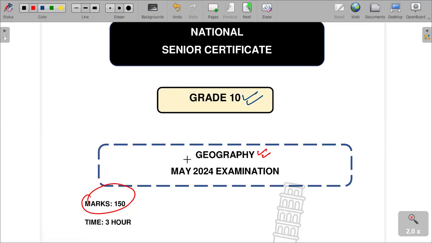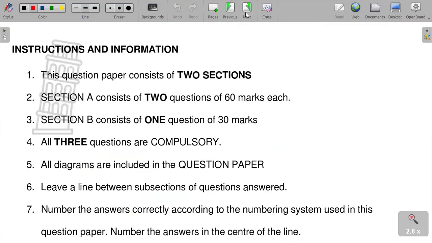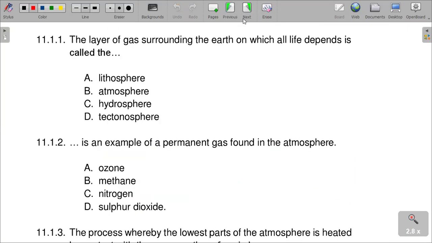I'm sure that you know very well the chapters that are in your book, and also the instructions. I'm not going to read them for the sake of time. I'm just going to answer the questions as quickly as possible, just to cut the size of the video.